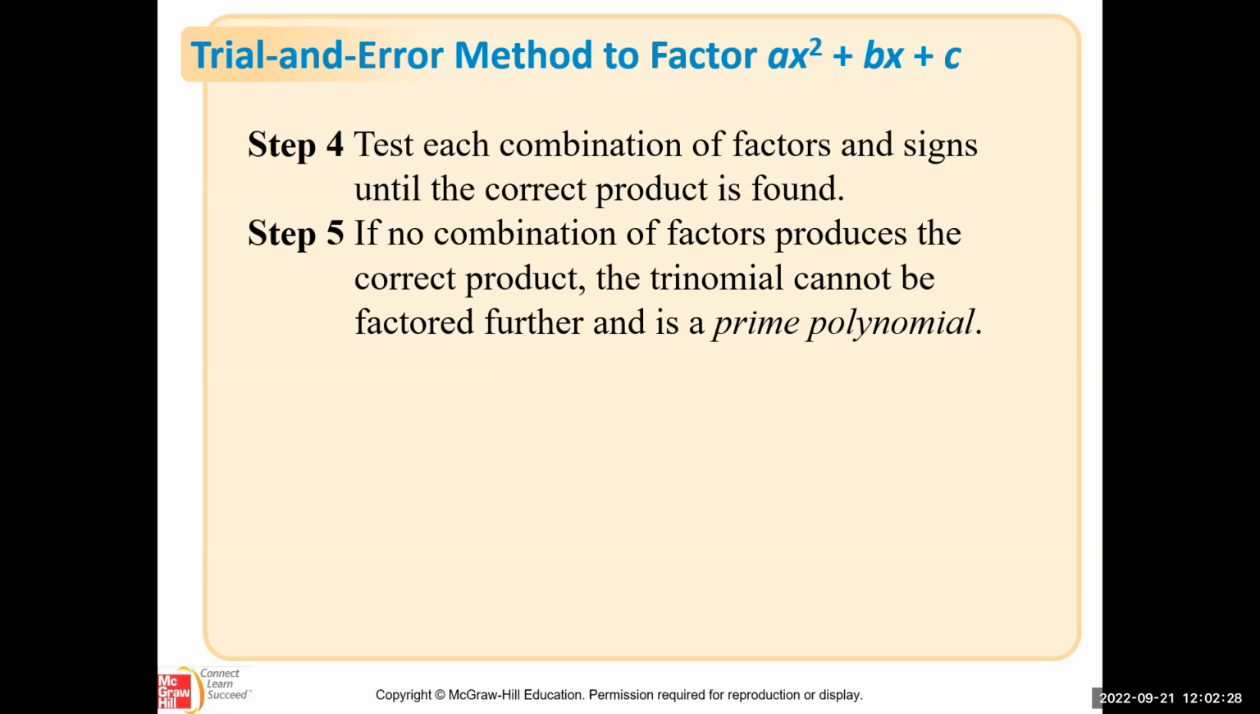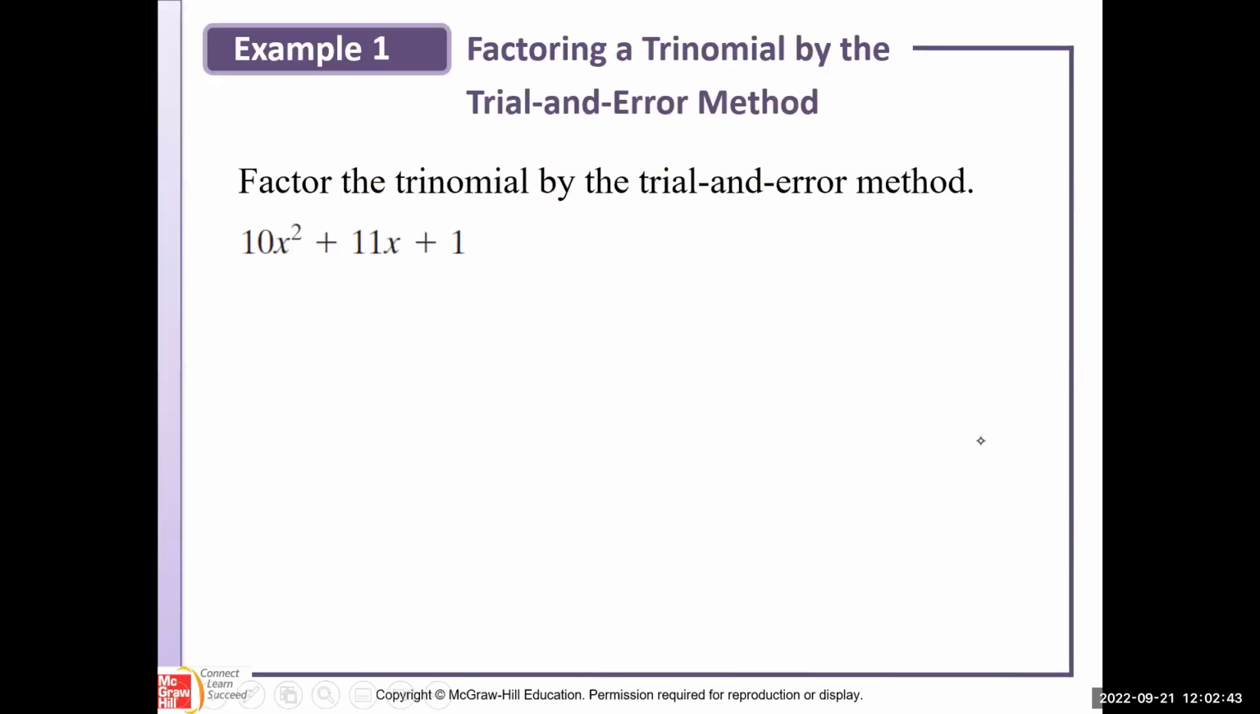Now, if none of the factors produce the correct product, then at that point in time, you can say that it's a prime polynomial. So a prime polynomial, you can't factor it this way. You can find the solutions, but not by factoring. And so here we have the first example.